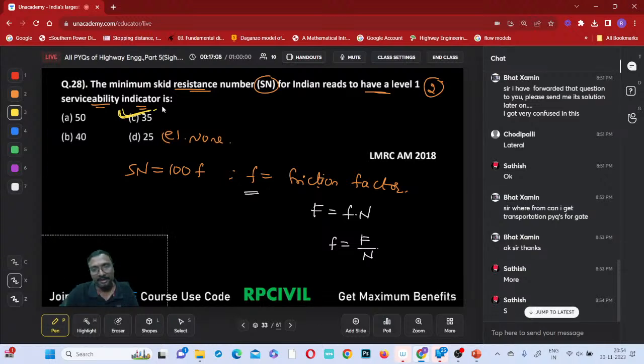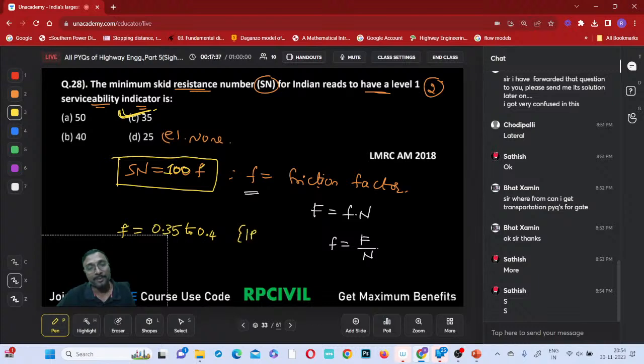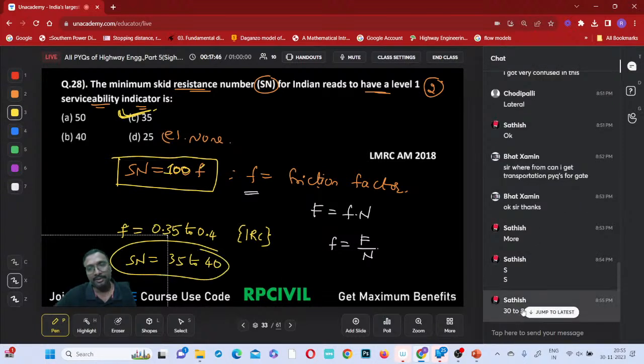Note down this formula and that specification also. 100 times F. Do you remember the F value as per IRC, how much we are taking? 0.35 to 0.4. So whenever the coefficient of friction is 0.35 to 0.4 as per IRC, the Sn will be 35 to 40. This 0.35 is for which one? This is for high speed roads.